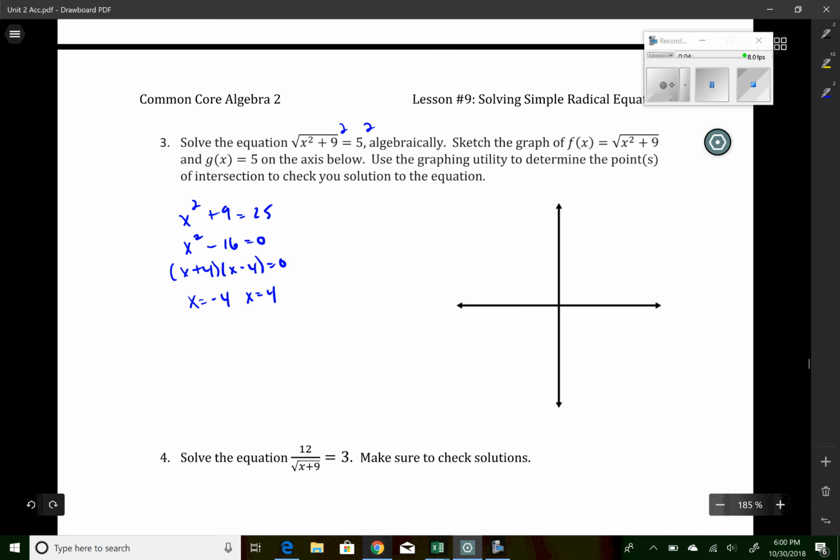Another way of solving that would have been setting it equal to x squared. You would have got x squared equals 16, square root both sides, and just remember when you do that, you get two answers.